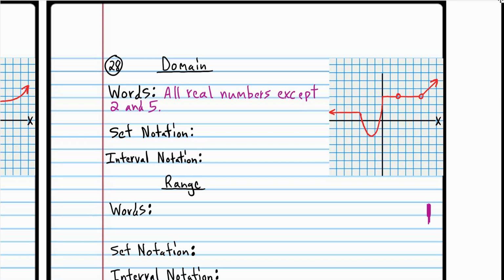I know that's kind of confusing. In some situations it matters, in other situations it doesn't. Here you're just giving a list of numbers, so it doesn't really matter. In set notation, we say the domain is the set of all x values such that x is not equal to 2 and x is not equal to 5.